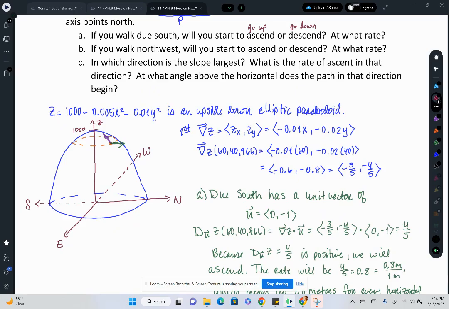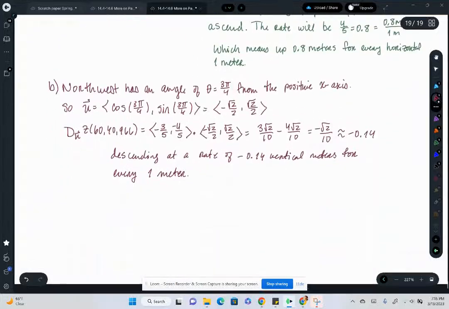Okay, well, we can calculate that. We know what maximums are here. The direction of largest slope is just the directional derivative. And then what is the rate of ascent in that direction? Okay, well, we also know that. That's just going to be the magnitude of the gradient. And then the last one is the weird one. At what angle above the horizontal does the path in that direction begin? Okay, so let's figure this out.